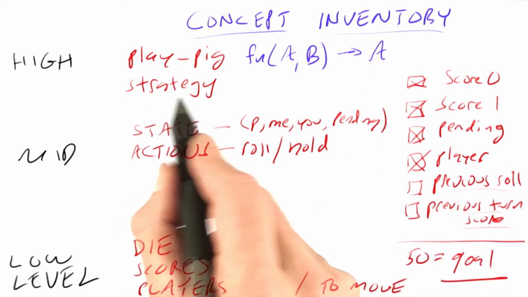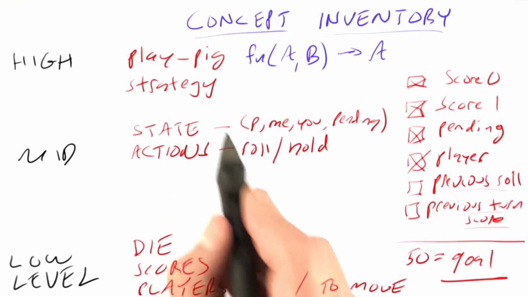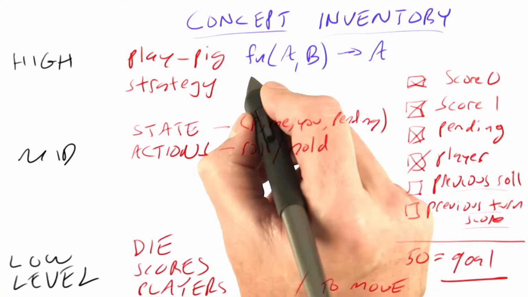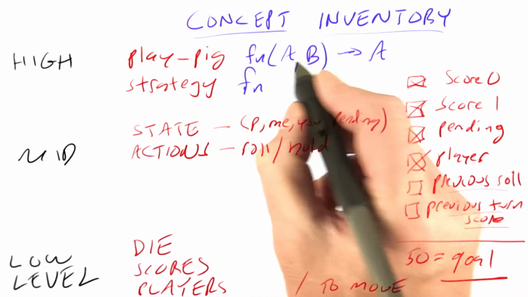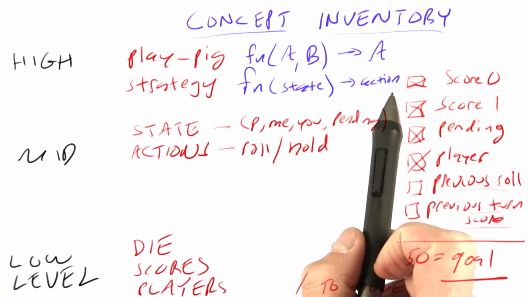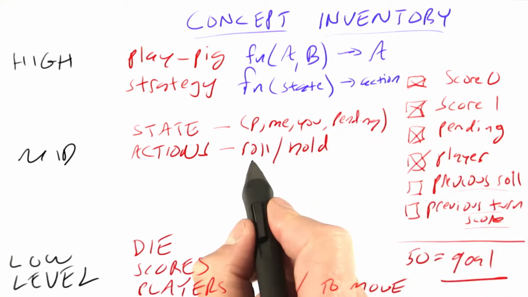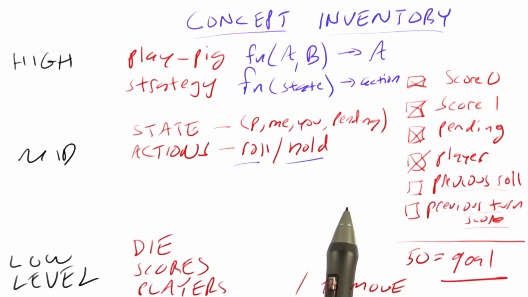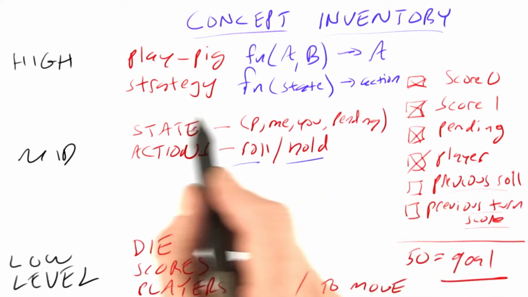Now, what's a strategy? Well, a strategy, people sometimes use the word policy for that. We can also represent that as a function. And it takes as input a state, and it returns an action or a move in the game. And in this game, we said that the actions are roll and hold. So we're starting to move down.